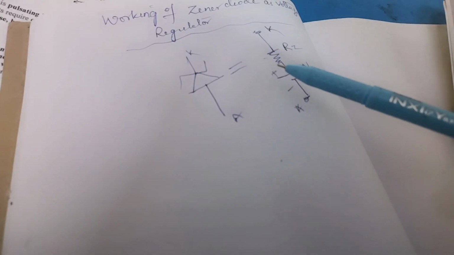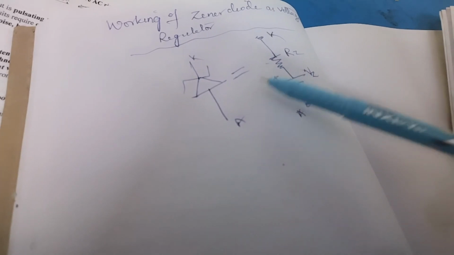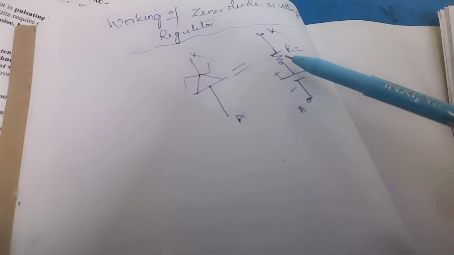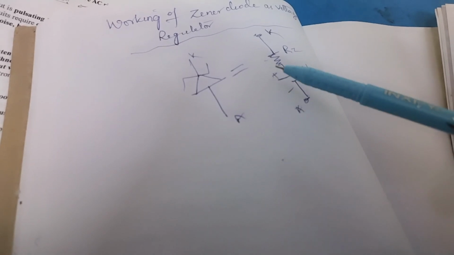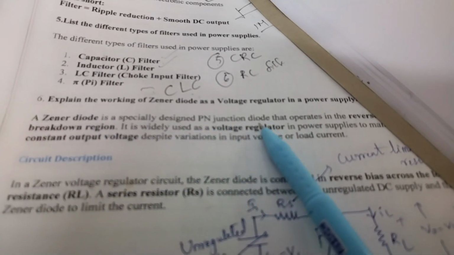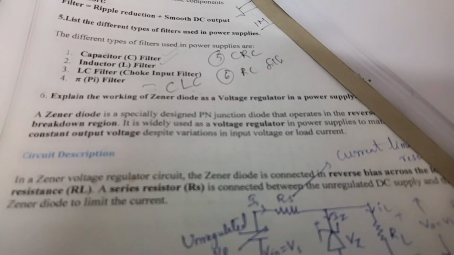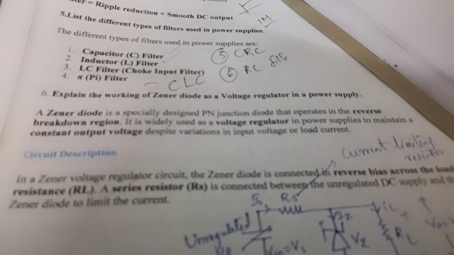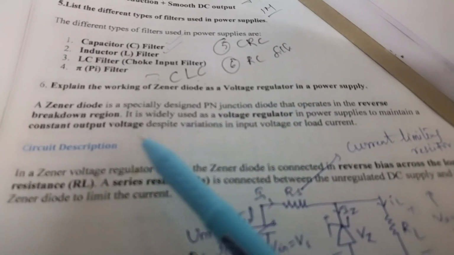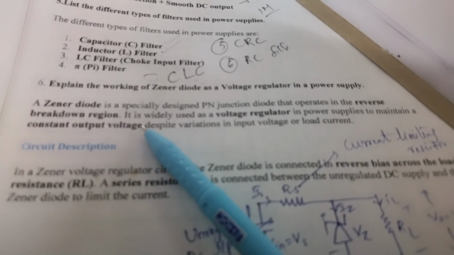Usually a Zener diode operates in reverse bias. First we will see the difference between a normal PN junction diode and a Zener diode. A Zener diode is a specially designed PN junction diode that operates in the reverse breakdown region.